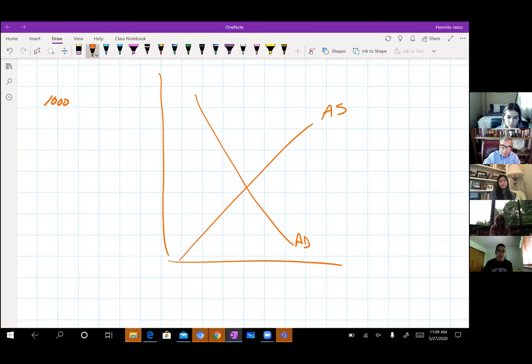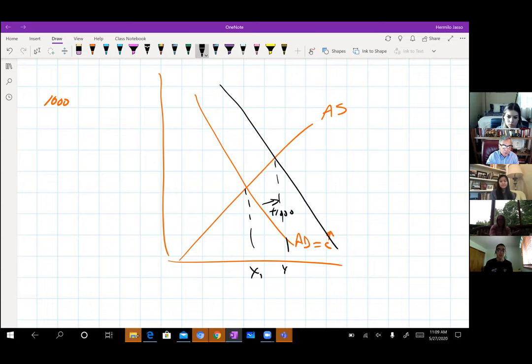So then what's going to happen? Consumption is going to go up by $1,000. So as a result of this consumption, the aggregate demand is going to shift here by $1,000, right? So aggregate demand increased by $1,000. We went from this place, I don't know what it was, X1, to now here, to X2.